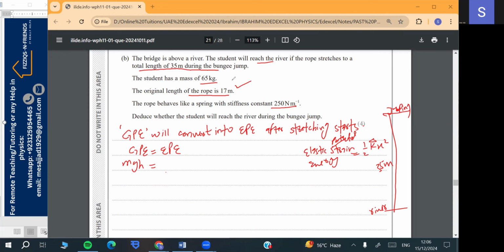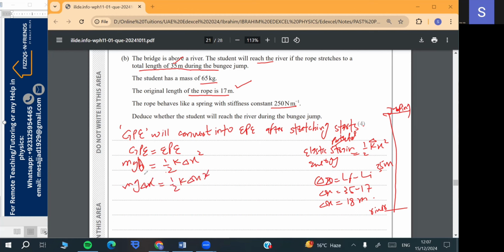Now the initial length is 17 and the final length is 35. So the extension is the final length minus the initial length. It means the extension is 18 meters. So we write half k delta x squared. Then what is this h equal to? This h is equal to the extension, because all this GPE is going to be converted into elastic potential energy developed inside the rope. So you will write mg delta x equals half k delta x squared.